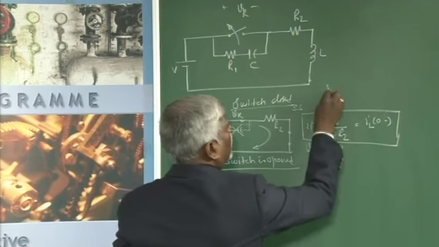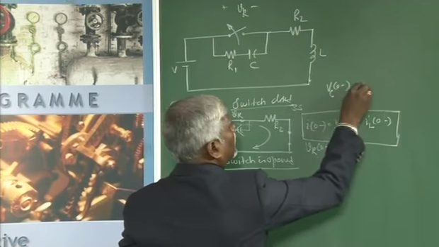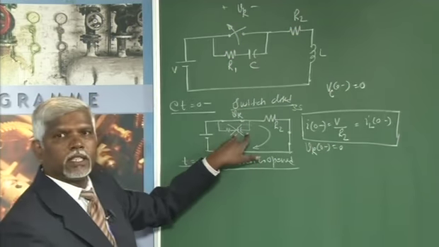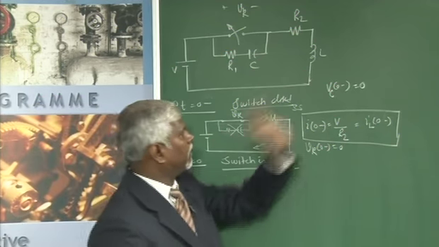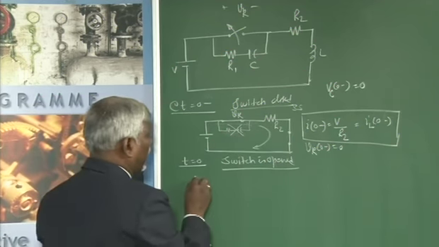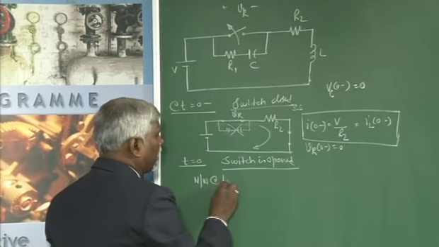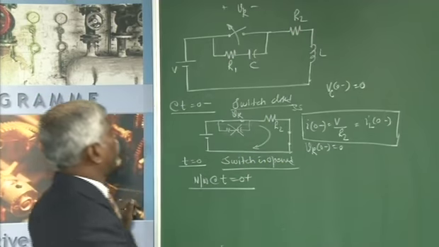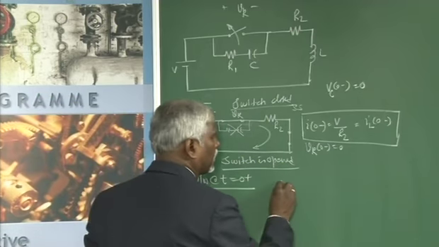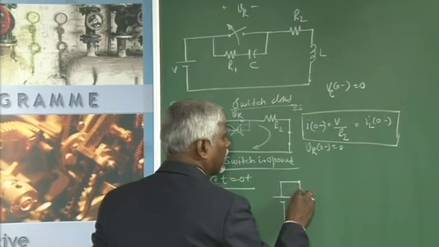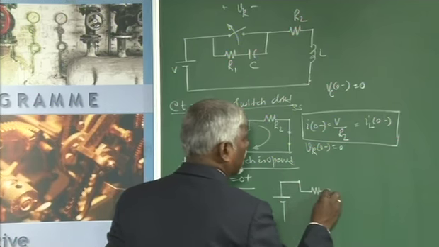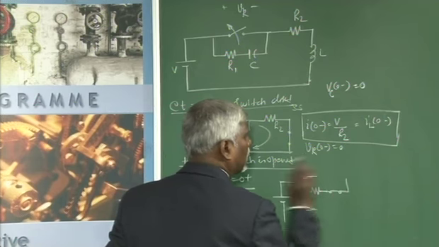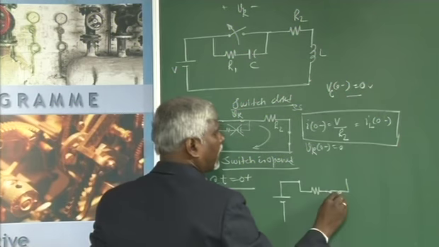Before the switch opened, what was the voltage across your capacitor at 0 minus? 0. The capacitor voltage was 0. There is no voltage across the capacitor. Keep this. At t equal to 0, switch is opened. Write the network at t equal to 0 plus. These are the important steps you need to understand. I have a voltage source. Switch is opened, so your resistance behaves as R. Capacitor acts as a short circuit. There was no voltage, it will not allow any sudden voltage.